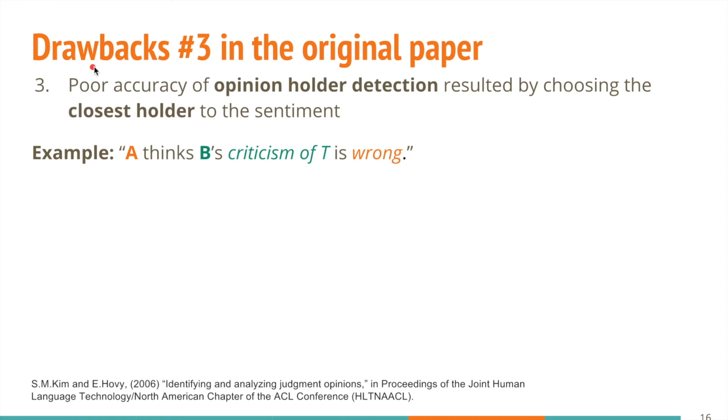Okay, now let's talk about how to address the third drawback, which is the poor accuracy of opinion holder detection resulting from choosing the closest holder to the sentiment. Let's take a look at an example. A thinks B's criticism of T is wrong. So the original paper's approach would take the holder of sentiment wrong to be B instead of the correct answer A, simply because B is closer to wrong than A.